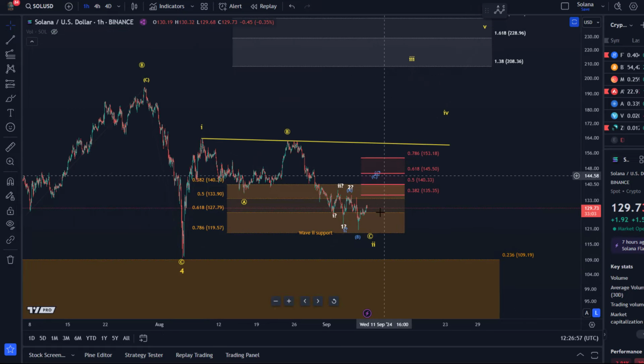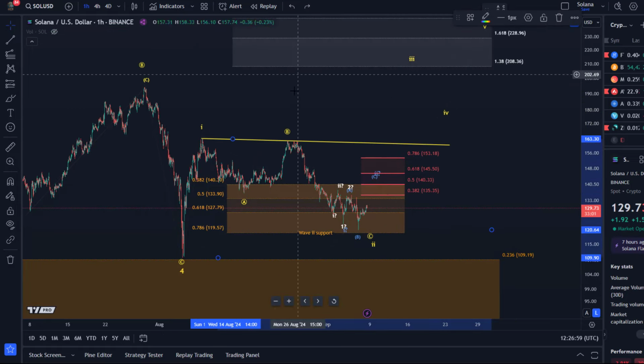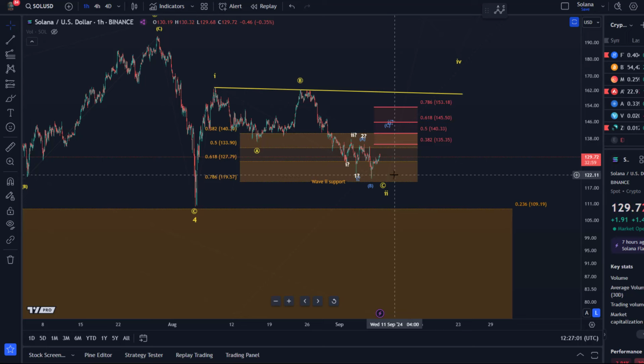But this is all to be seen. I think the next week will be very decisive now that we're very, very deep in support. So it's going to be very, very interesting. So that's the update about Solana.